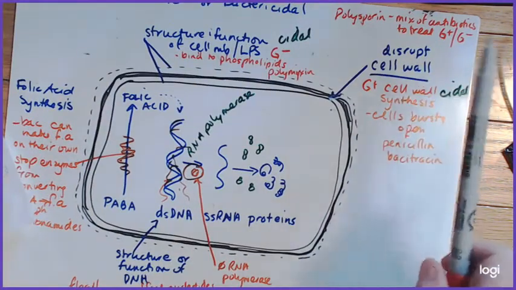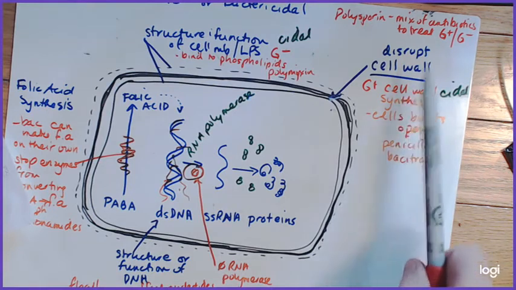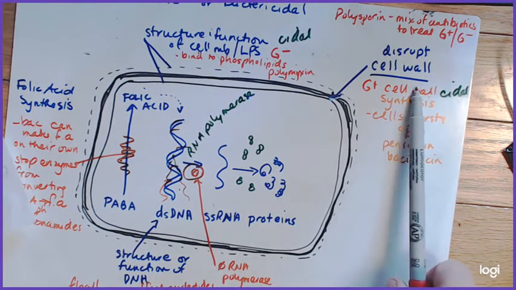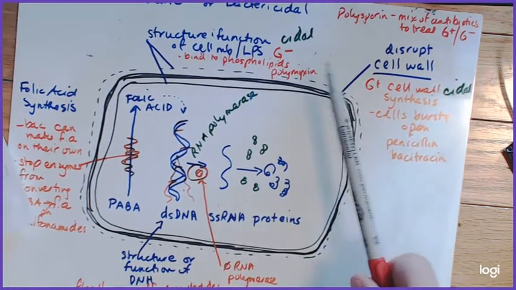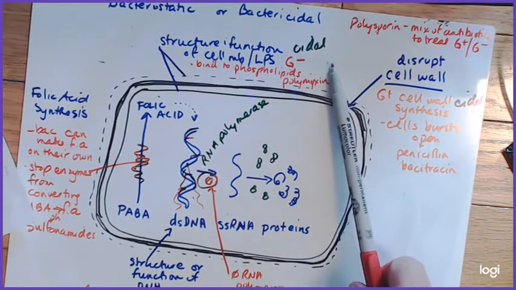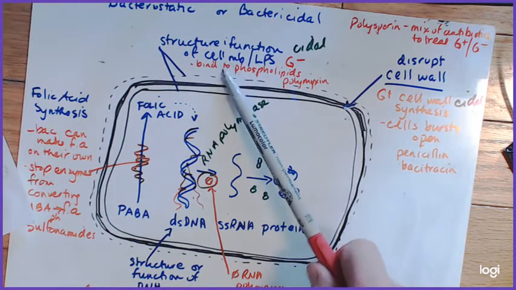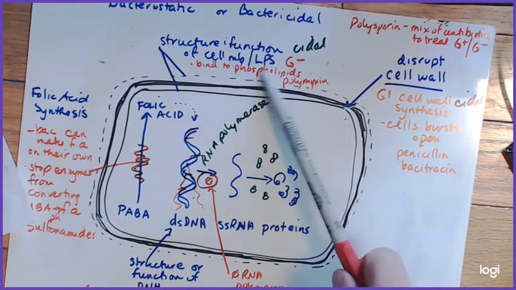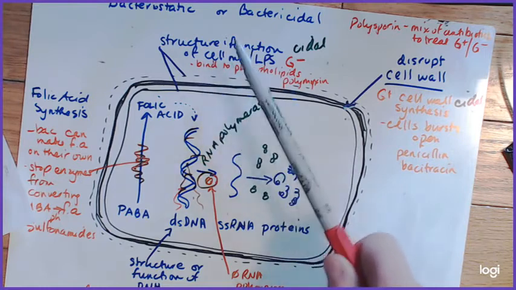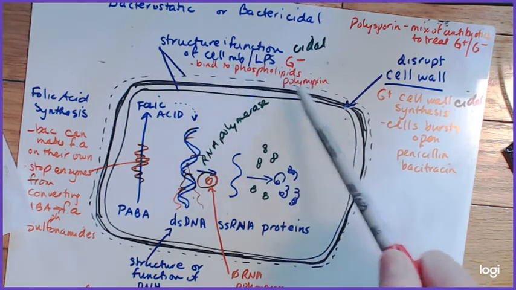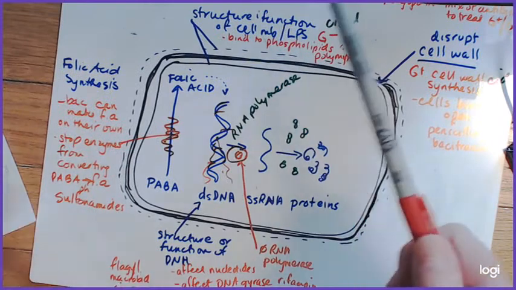We can ruin the cell wall completely, don't let it get put together, and then the cell ends up with so much pressure on the inside it virtually explodes open, so we've killed it. We can kill our bacteria by ruining the structure and function of the cell membrane or the LPS layer. So we're going to bind to those phospholipids, which makes the cell really leaky, and it just leaks all its insides out and ends up dying.